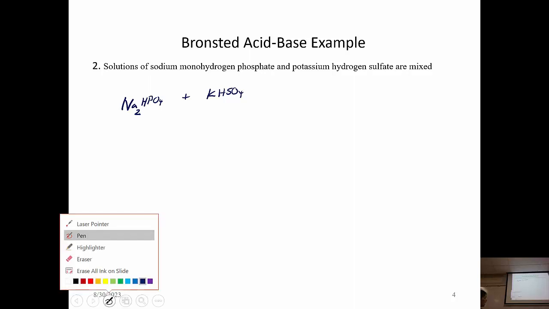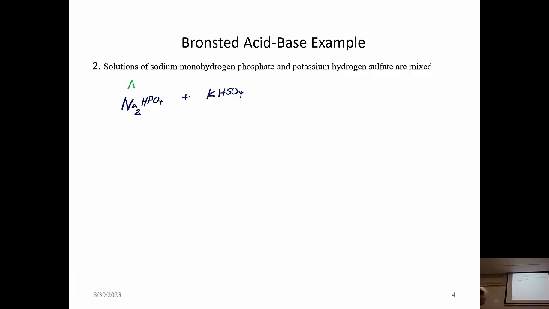It's double replacement because I see the A, sodium ions, B. Now, what is my B? Is my B phosphate or monohydrogen phosphate? It's monohydrogen phosphate because the hydrogen doesn't break off so easily. So A is sodium plus. B is monohydrogen phosphate, HPO4 2 minus. What's my C here? C is potassium ions, and D is bisulfate ions.